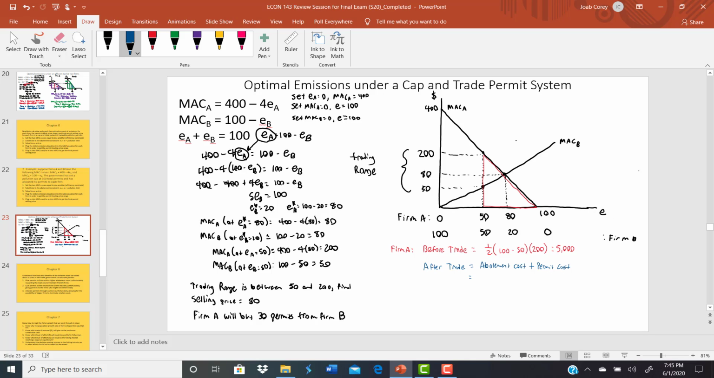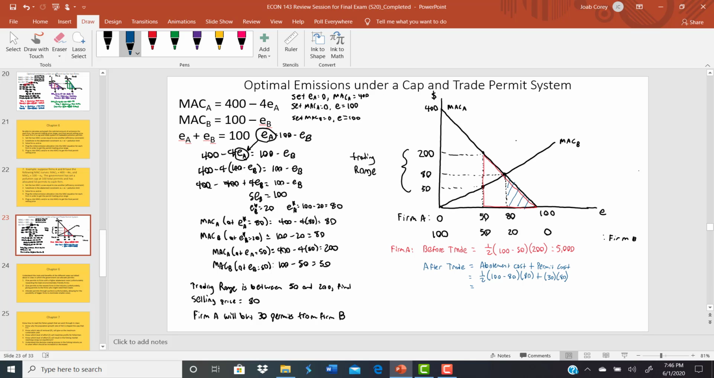All right, so the abatement cost is now the area of the triangle when they are at 80 emissions. In other words, their abatement cost is going to go down to that triangle there. So that's going to be equal to 1/2 times 100 minus 80, or 20, which is the base of that triangle, so getting rid of those 20 emissions. And that's multiplied by the height of that triangle, which is 80. Plus the permit cost. Now remember, they are buying 30 permits, and assume that they're buying them all at the final selling price of $80 per permit. So it says plus 30 times 80.